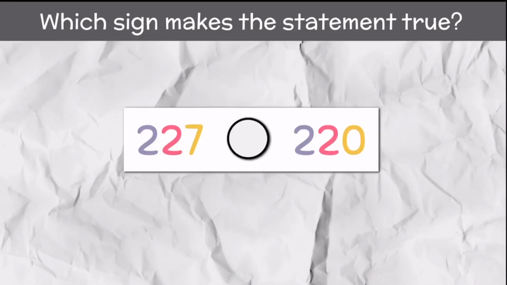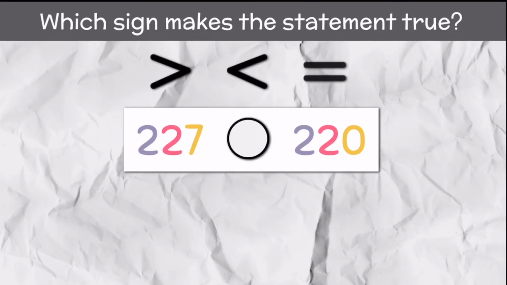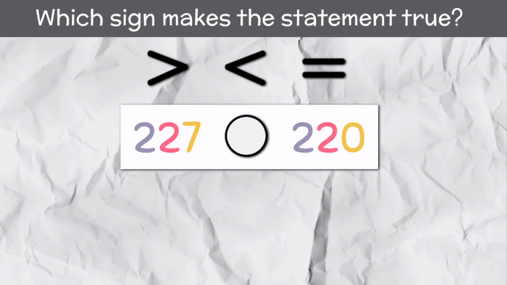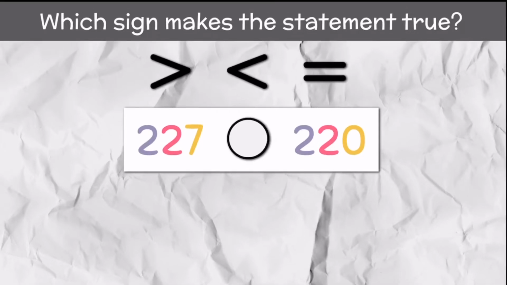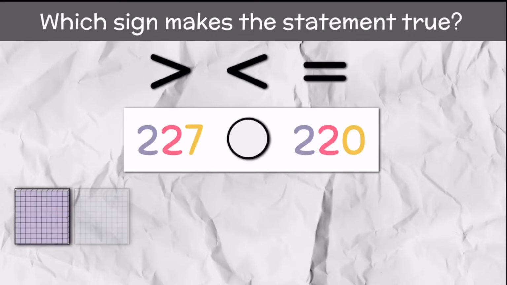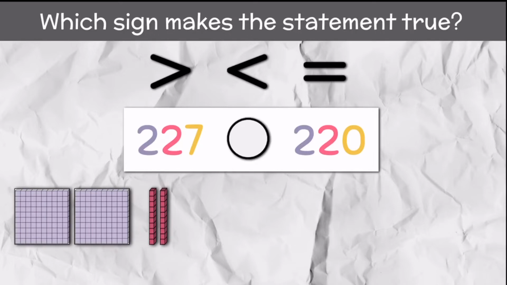Which sign makes the statement true? Is 227 greater than, less than, or equal to 220? We need to start by looking at the hundreds place. We notice that the digit in the hundreds place is a 2. That means that the 2 is worth 200. The digit in the tens place is also a 2. So we know that it's 2 tens, which makes 20. The digit in the ones place is a 7. That means we have 7 ones.